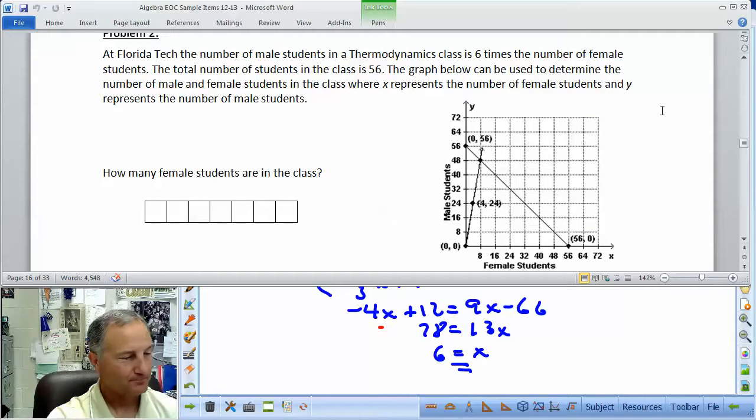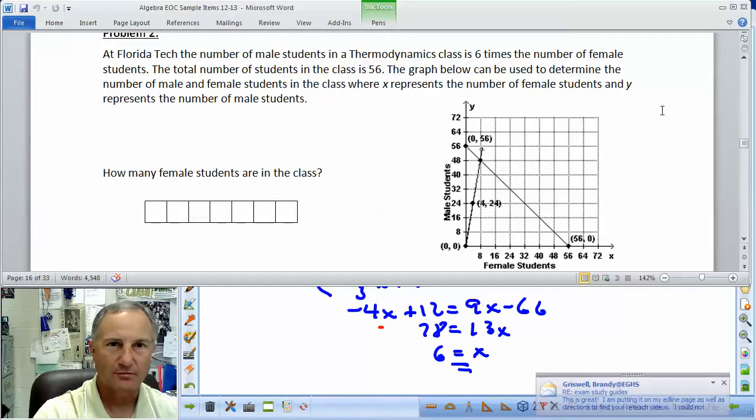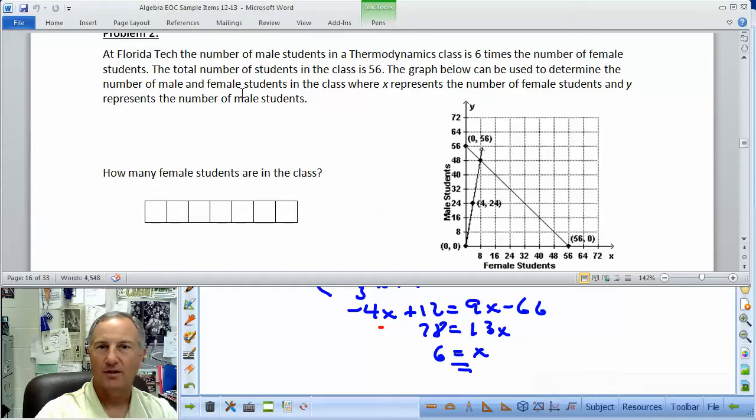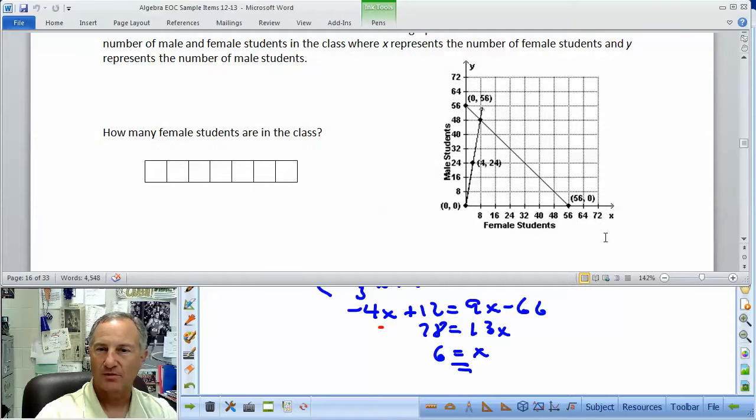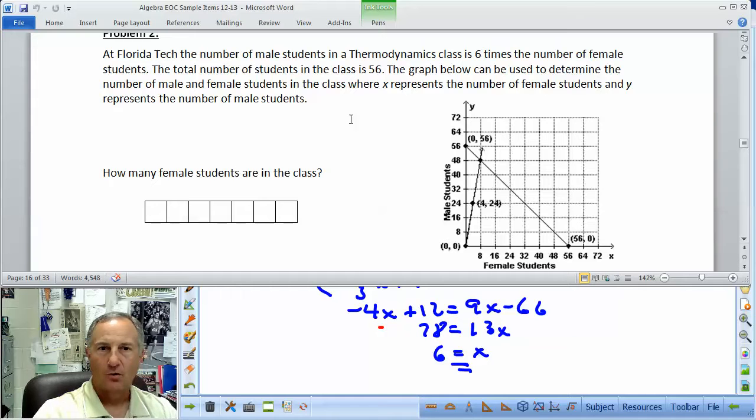Problem 2. At Florida Tech, the number of male students in the thermodynamics class is 6 times the number of female students. The total number of students in the class is 56. The graph below can be used to determine the number of male and female students in the class, where x represents the number of female and y is the male. So they gave you the x and y. How many female students are in the class?